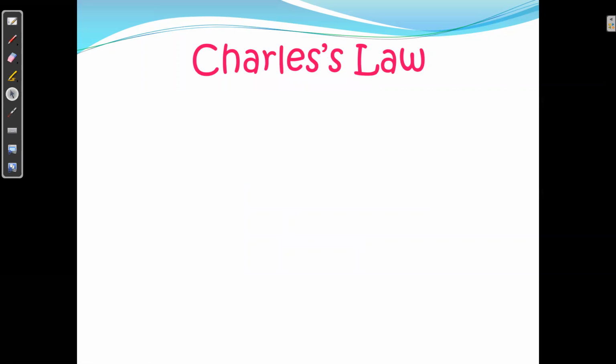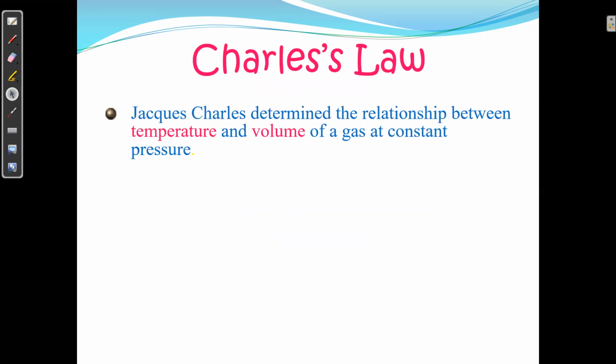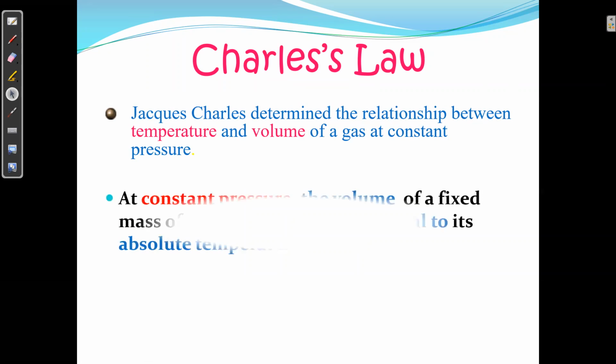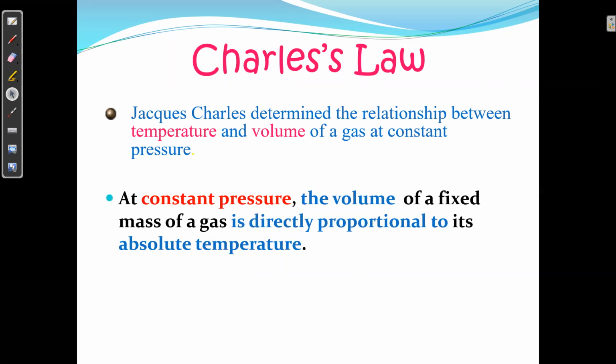Now the next law is Charles's law. What is Charles's law? We have already discussed it along with some activity demonstrations, but I am telling you again. Charles's law is the relationship between temperature and volume. As I told you, the gas laws are the relationship between any two parameters by keeping the other two parameters constant.